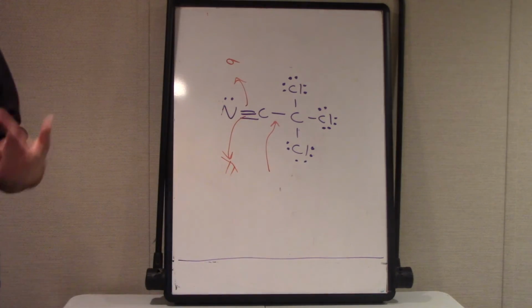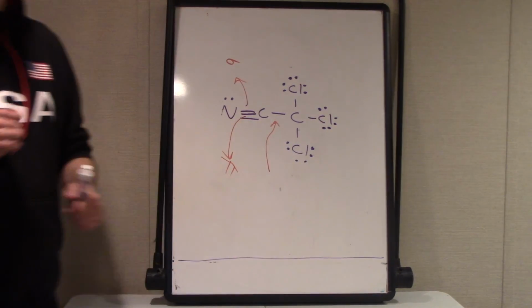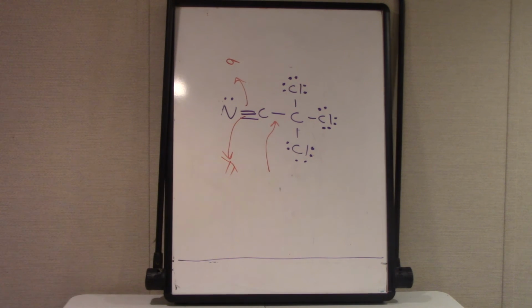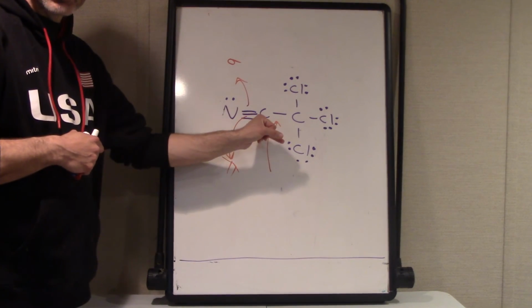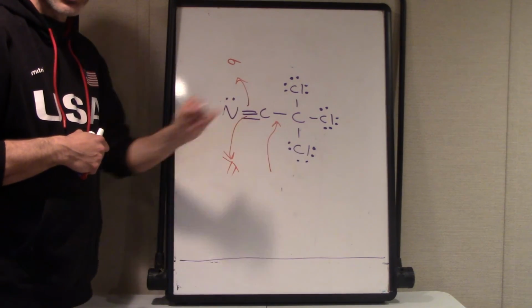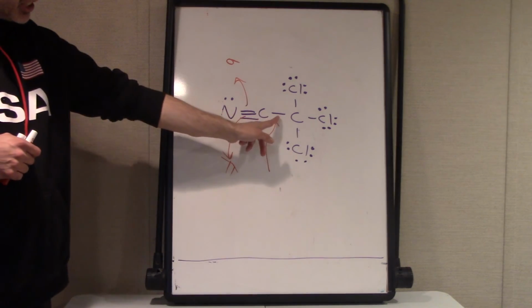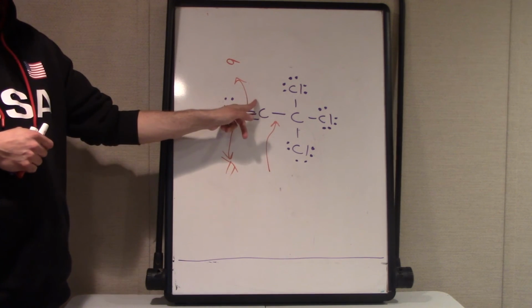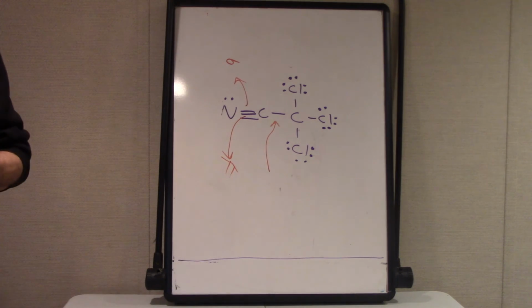Well, let's count the electron groups. 1, 2, 3, 4 electron groups. 4 electron groups will match up with sp3 hybridization. So this carbon in the middle, sp hybridized. This one, sp3. So what we would say about this bond is this is a sigma bond that results from the overlap of carbon's sp hybrid orbital with this carbon's sp3 hybrid orbital.